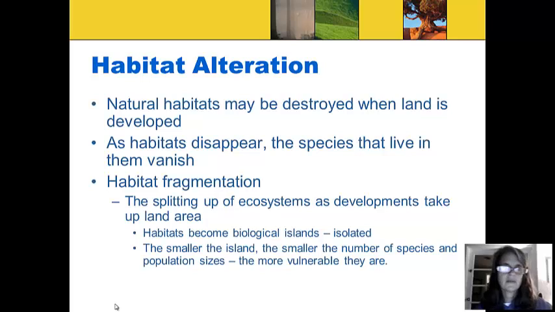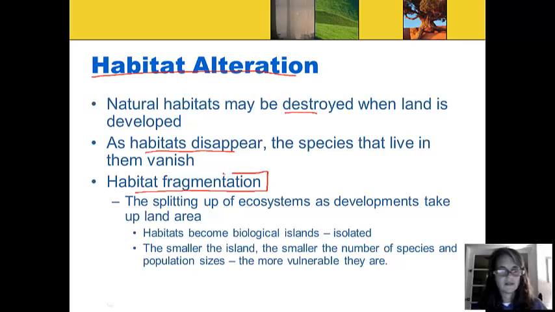So habitat alteration, let's just talk a bit about that. Certainly natural habitats get destroyed when we develop land. We're going to put up a shopping center, we're going to put up a housing development or whatever. And of course, as those habitats disappear, the species that live within them disappear as well.